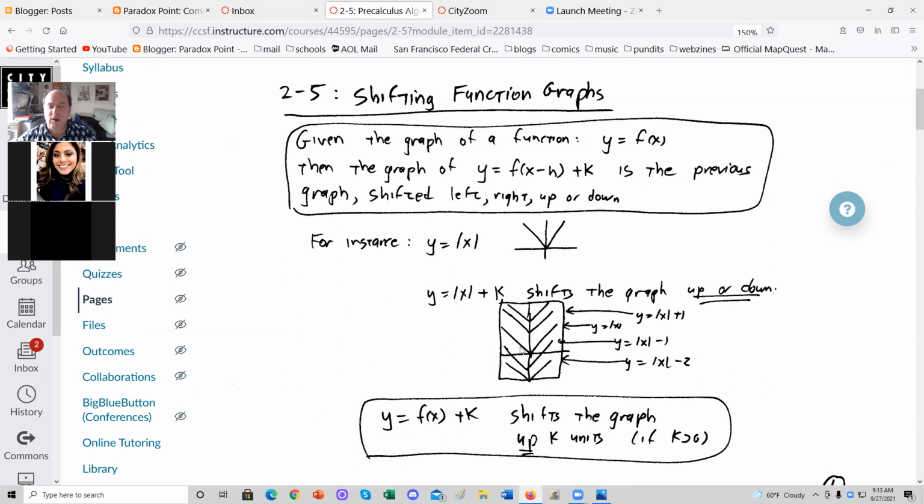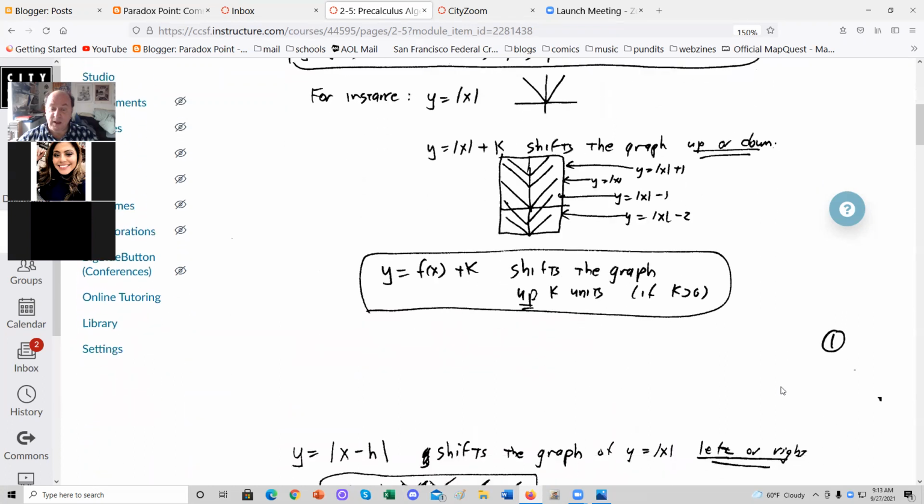So here's the graph of y equals absolute value of x. Here's absolute value of x plus 1's graph. Here's absolute value of x plus 2. Here's absolute value of x minus 1. Here's absolute value of x minus 2. So f of x plus k, the k outside the function, shifts the graph up k units if k is positive, down absolute value of k if k is negative.